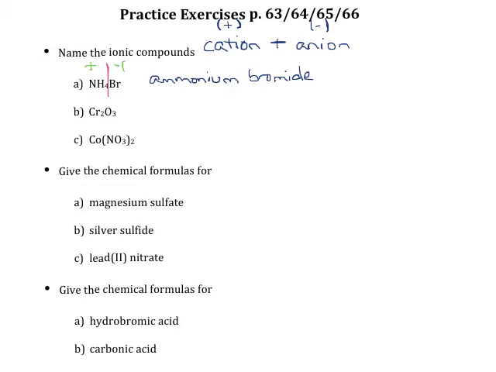So the next one, again, this is an ionic compound, a cation and an anion, and typically ionic compounds are going to have a metal and a nonmetal in them. So again, I can split this in half here, and we should see the chromium is the metal and oxygen is the nonmetal. So what happened in A with the ammonium bromide? All of those are nonmetals.